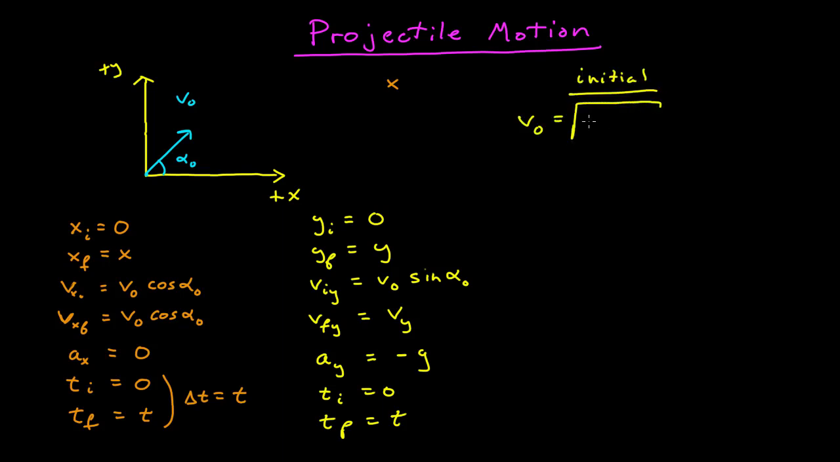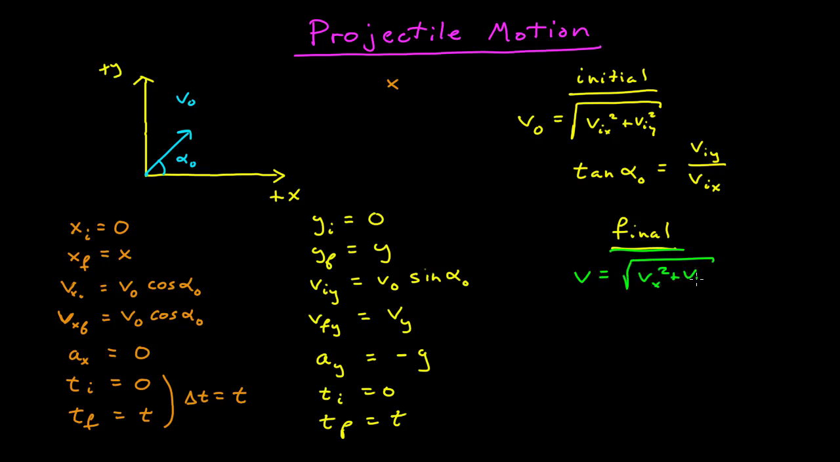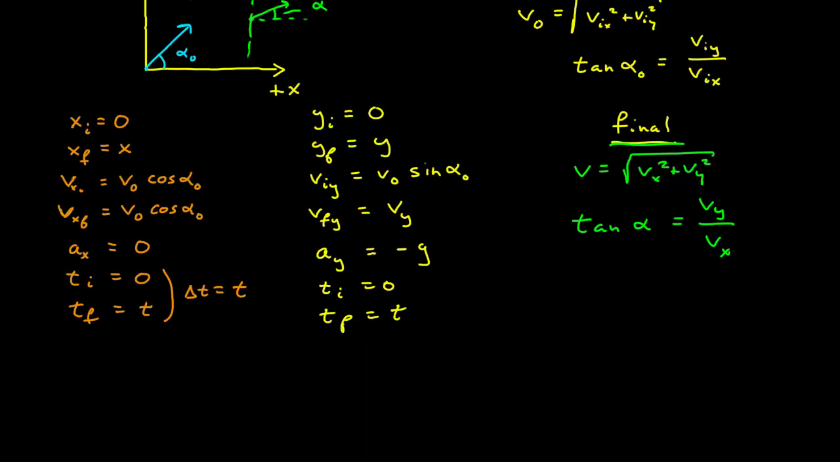Initially, our speed is related to the initial x and initial y components, and we can also relate our angle: the tangent of alpha naught is equal to the initial y over initial x. We also know that at the final time, our final speed is the square root of vx squared plus vy squared, where vx is the same as the initial. And if our final velocity makes some angle alpha, the tangent of that is equal to the final y component over the final x component of the velocity. So now let's use this for our kinematic equations and see what we come up with.